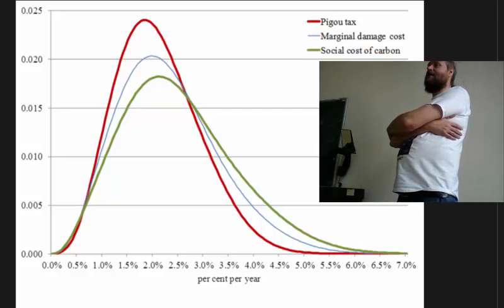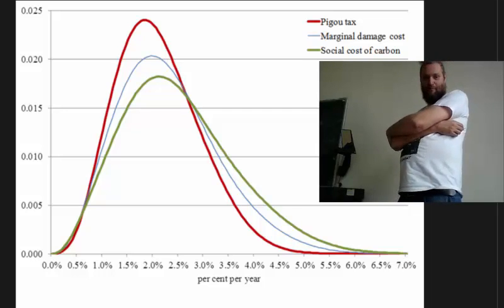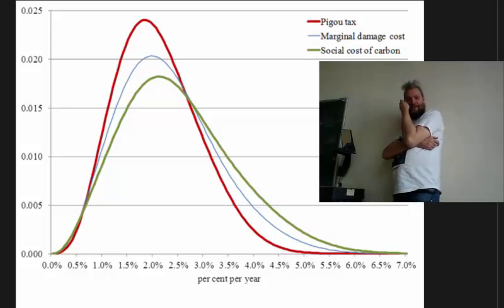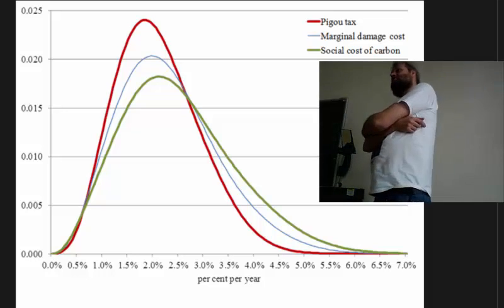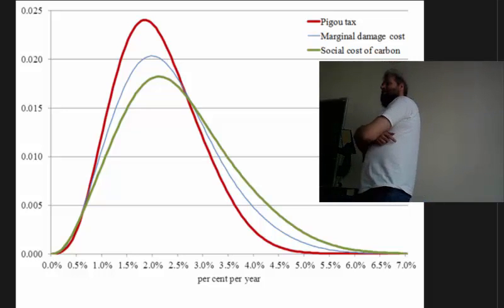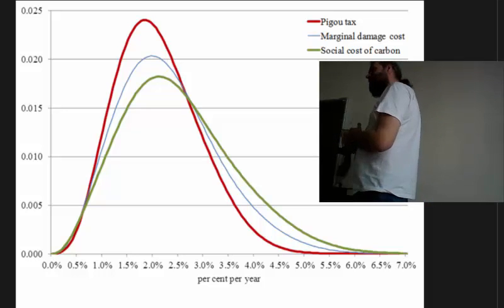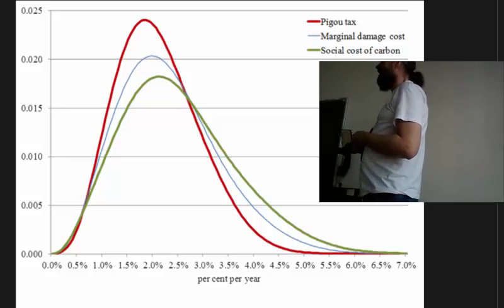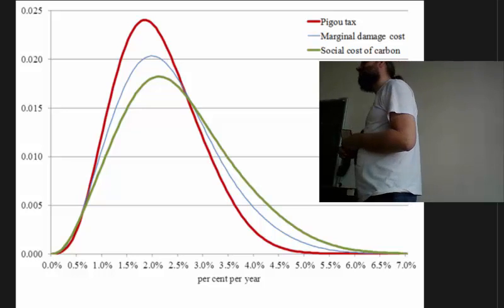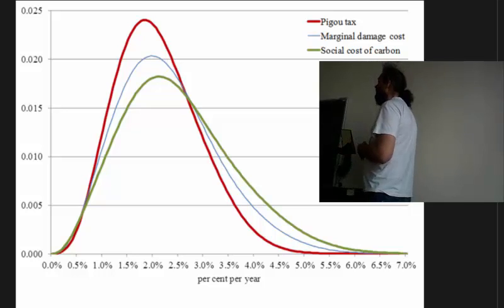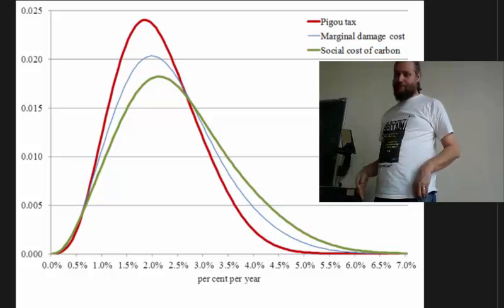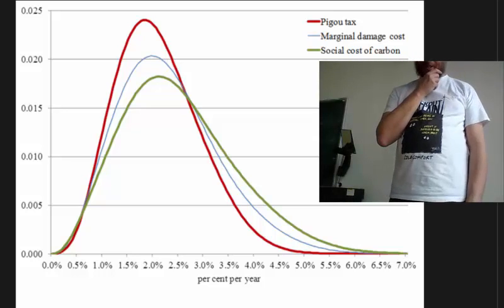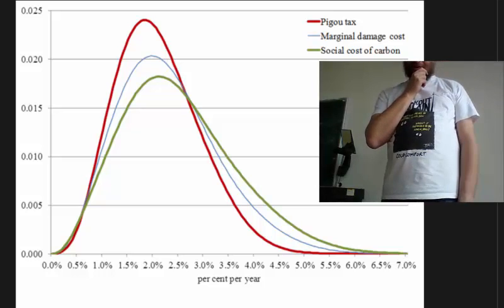It's not statistically significant in any way, but it is a subtlety that somebody who claims to have a master's in economics should be aware about. The Pigou tax, properly defined, is the marginal damage cost in the optimum, and not arbitrary. And that is the tax that we should impose on our emissions, rather than the social cost of carbon.